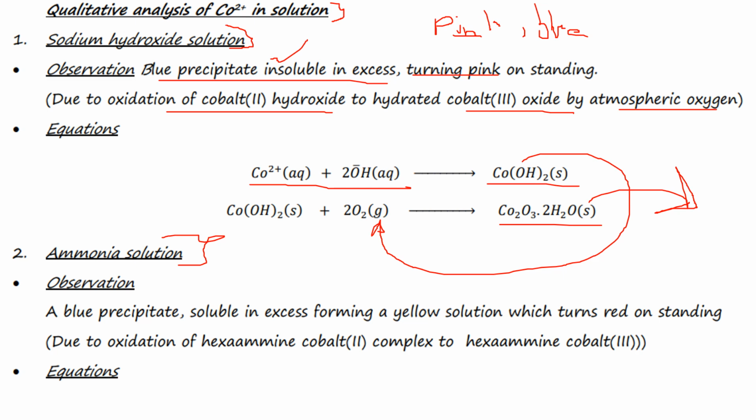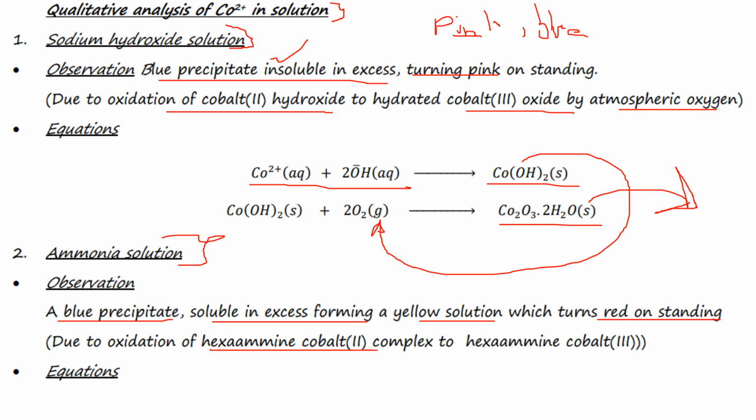Now with ammonia solution, the observation is quite different. In ammonia solution, what you observe is, first of all, you're going to form a blue precipitate, and this blue precipitate is due to formation of the hydroxide. But this precipitate is soluble in excess ammonia, forming a yellow solution, which turns red on standing. And this is due to oxidation of our hexammine cobalt 2 complex.